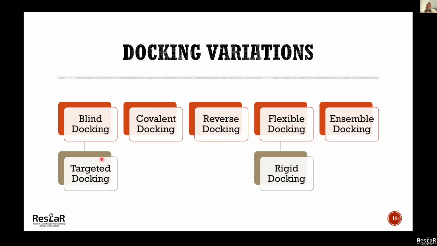Blind docking against targeted docking, covalent docking, reverse docking, flexible against rigid docking, ensemble docking. So let's just characterize each of them very briefly. So blind docking, you are docking a ligand to a receptor, but you don't know where it binds. So you are docking it to the whole surface of the receptor, as opposed to targeted docking where you have an active site that is defined. So blind docking is more like exploratory, right?